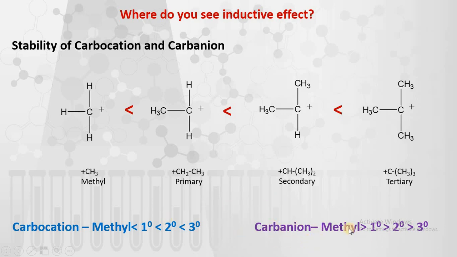So what is this stability order? Methyl carbanion is more stable as compared to primary, that is more stable as compared to secondary, and that is more stable as compared to tertiary carbanion. So this is about the stability order of carbocation and carbanion.